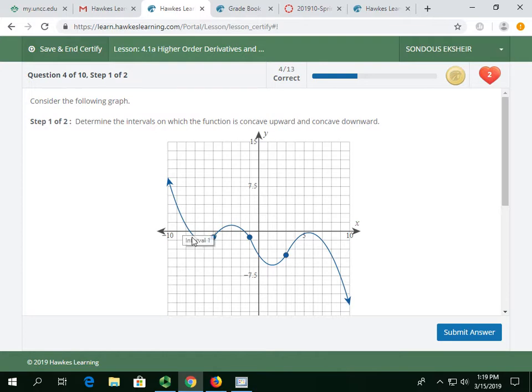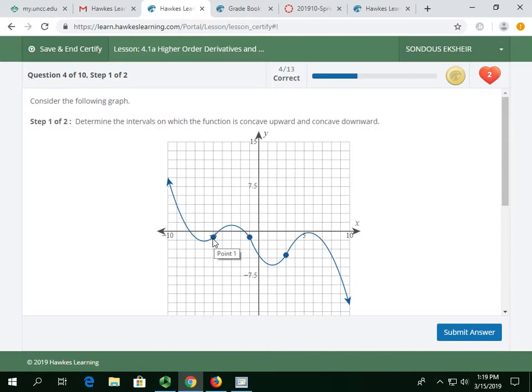This is U-shaped up here. So starting at negative infinity all the way to this point right here. Okay? And if you count your hash marks, it's right in the middle. That is negative 5. So between negative infinity to negative 5, what are we? We are concave up. Does that make sense?